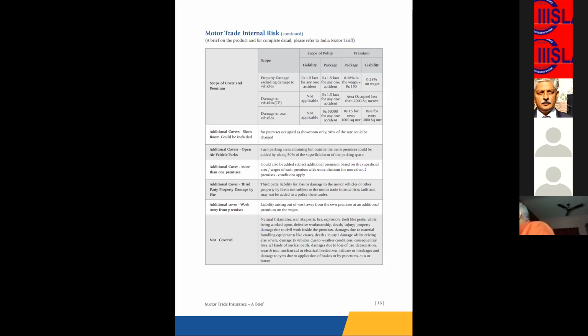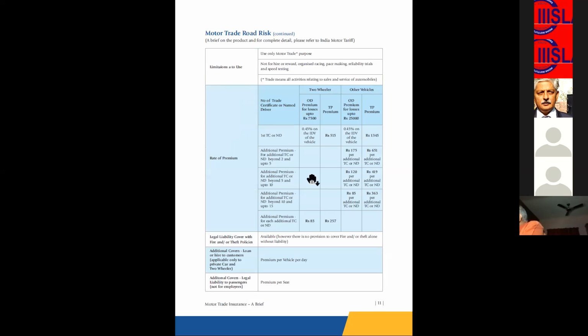If you go to page number 11 and look at the tariff structure itself: for a first trade certificate on a named driver basis, the tariff says 0.45% on the IDV of the vehicle, that means 7,500 plus TP premium of 550 rupees. For each additional certificate beyond 2 and less than 5, you have to charge 175 rupees for each certificate. If it is beyond 5 and less than 10, 120 rupees. And beyond 10 up to 15, it is 85 rupees.